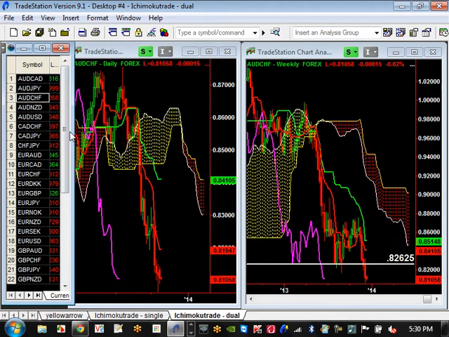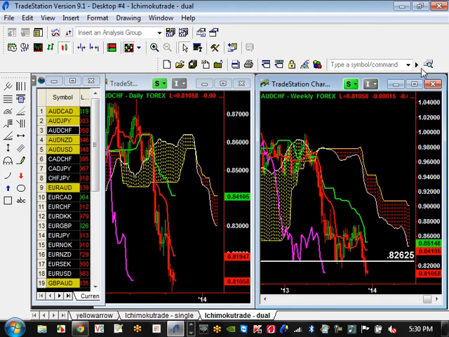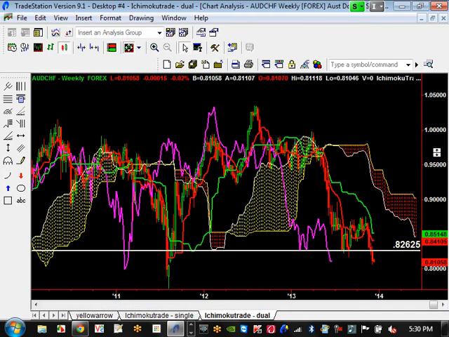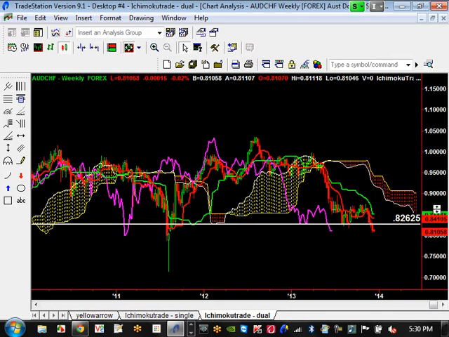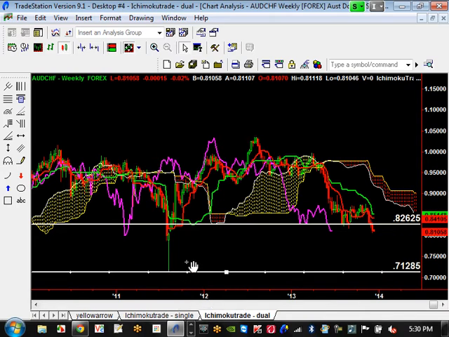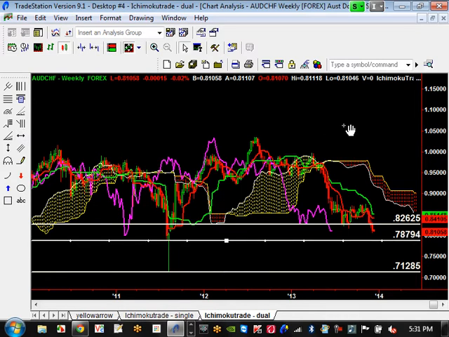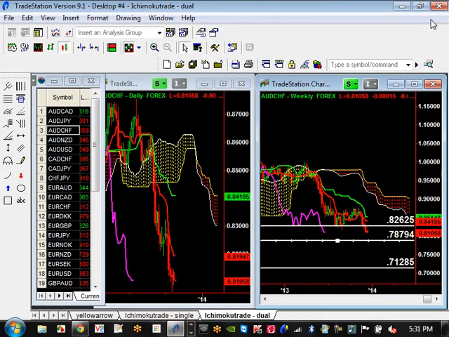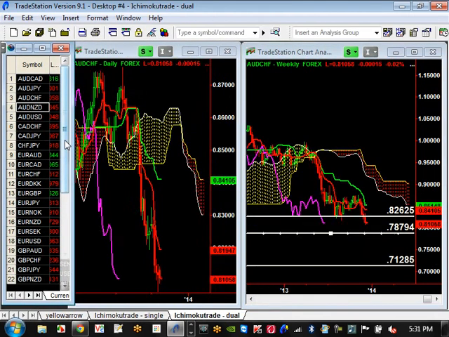Australian Swiss here, as you can see, it's broken support that it was at last week at 82.62. Since it broke it, it's continuing on with its bearish trend right now, going down to the bottom of this whole thing here. Believe it or not, a lot of people think this is a low spike here. It does have a possibility to come all the way back down to 71.28. So definitely keep an eye on that one. But the first support level on this guy will be about here. So 78.79 is going to be the first support that has the highest probability of being reached.